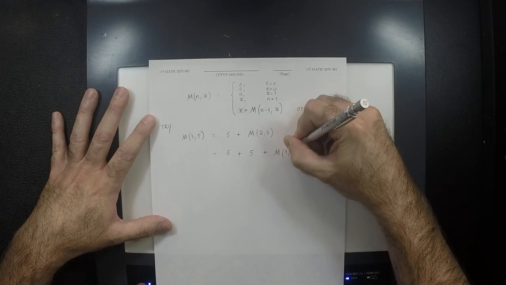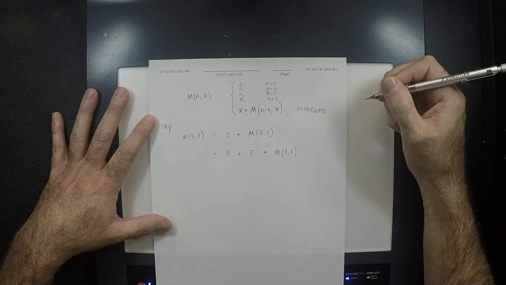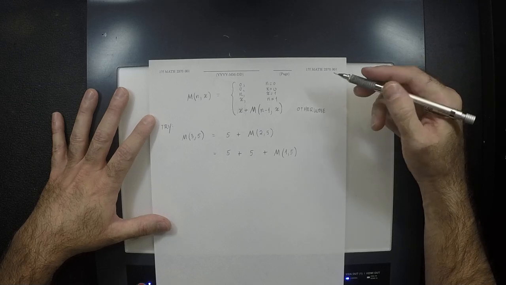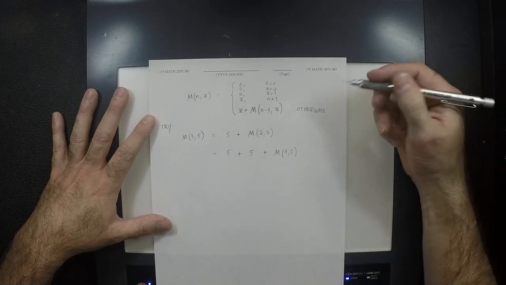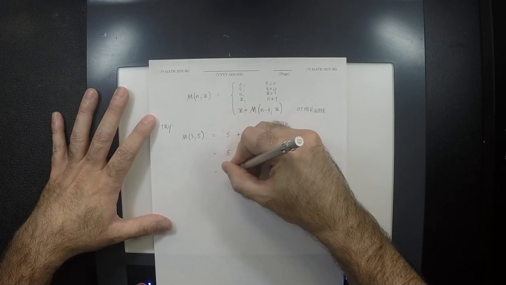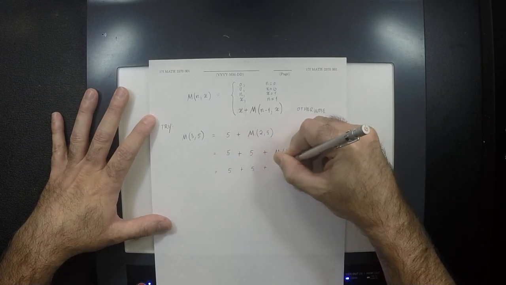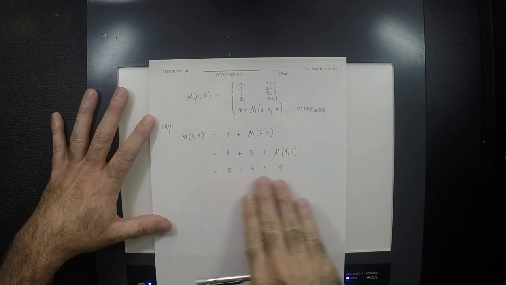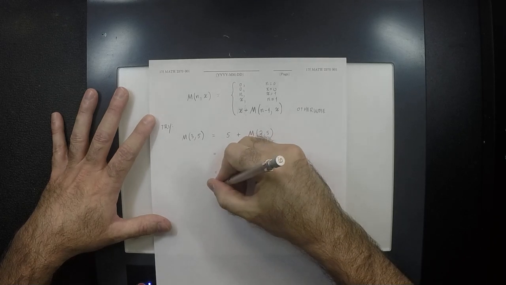m of 1 and 5. And then what? m of 1 and 5 is 5, according to one of these base cases. Yeah. So this would be 5 plus 5 plus 5. And then there's no more m, right? We've reached the end of the maze. So now, because we defined addition, this is all a perfectly legitimate thing, so the answer is 15.